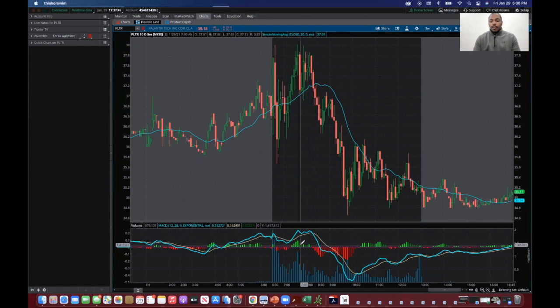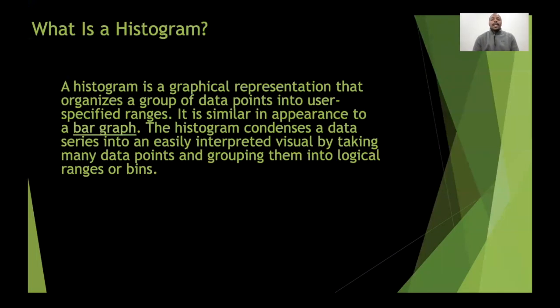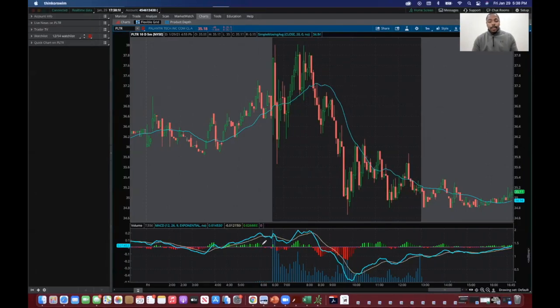And then there's one more thing that the MACD indicator is made up of. It's called a histogram. What is a histogram? Let's define it. A histogram is a graphical representation that organizes a group of data points into user-specified ranges. It is similar in appearance to a bar graph. The histogram condenses a data series into an easily interpreted visual by taking many data points and grouping them into logical ranges or bins.